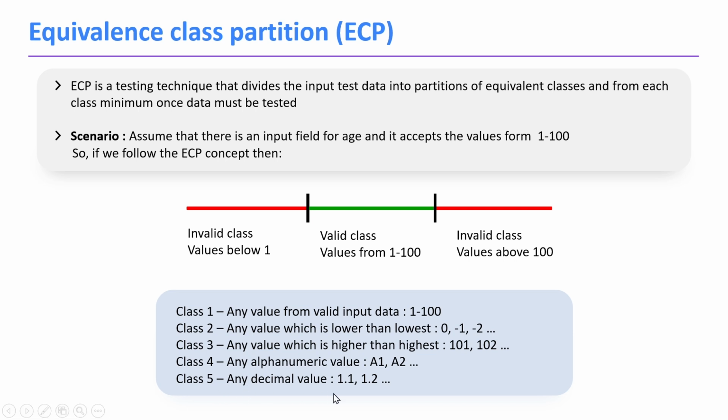And the fifth class is decimal values. We will try to enter decimal values and check whether the age field is accepting decimal values or not. Other than the values from 1 to 100, the age field should not accept any other values. So from all the classes at least once data must be tested. This comes under ECP.